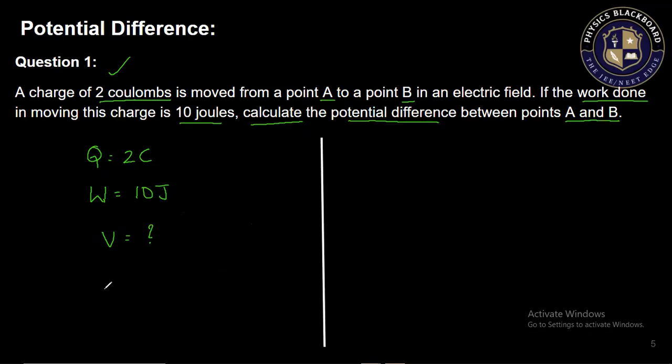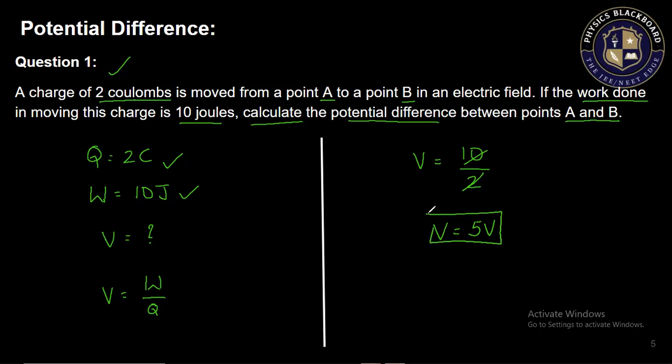So what is the formula that we use? V is equal to W by Q. Plug in the values: work done is 10 joules, whereas the charge is 2 coulombs, so 10 by 2. 2 ones are 2, 2 fives are 10. So what do we get finally? 5. The unit is volts, 5 volts. The potential difference across these 2 points to move the charge is 5 volts, right?